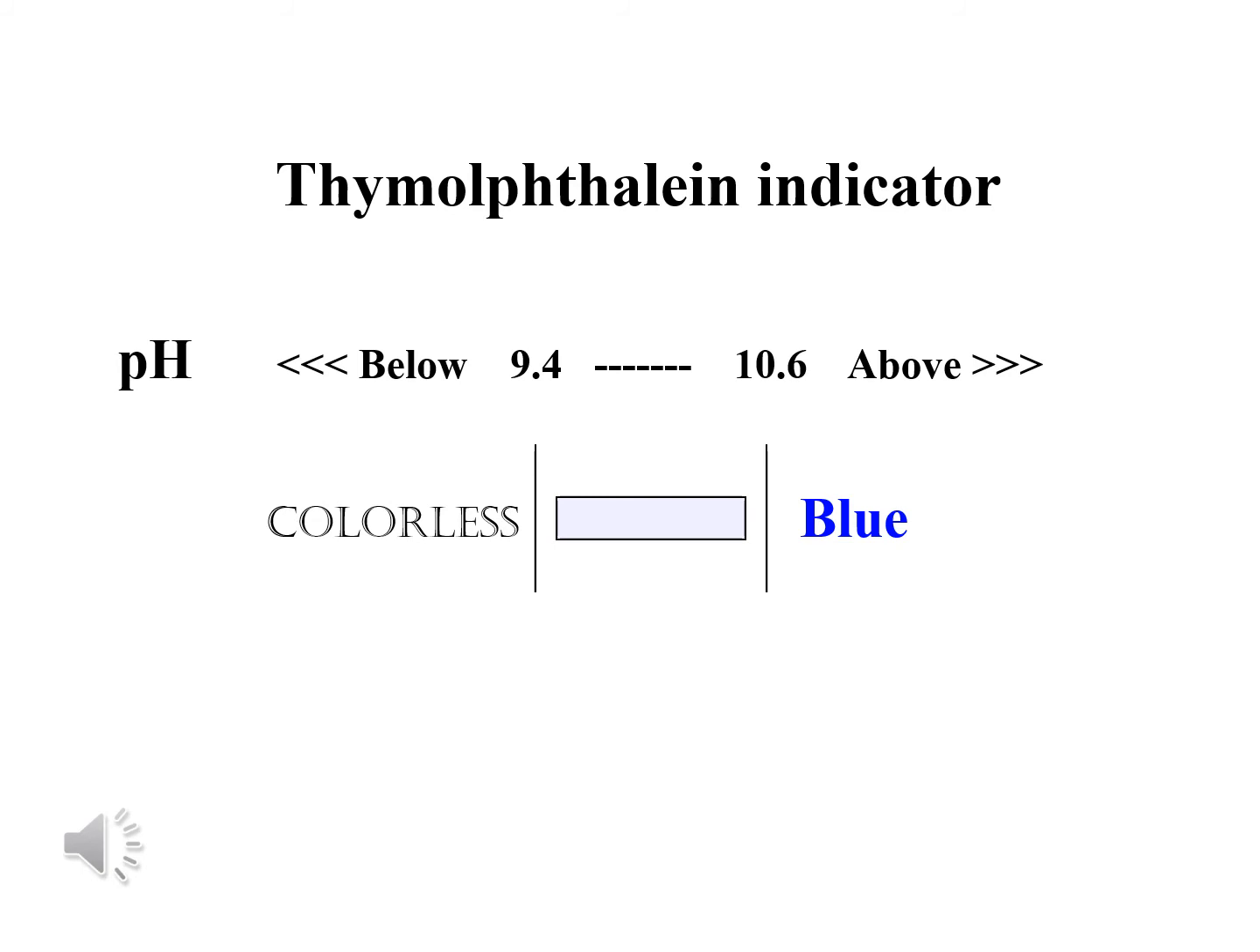So what I did was look up in the Handbook of Chemistry and Physics. There's a whole list of these, and I found this one called thymolphthalein. A lot of times indicators end with the name phthalein, like phenolphthalein. This particular one, it said, has a color change where it's colorless below 9.4 and blue above 10.6.